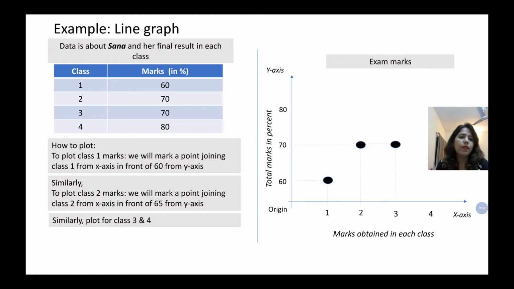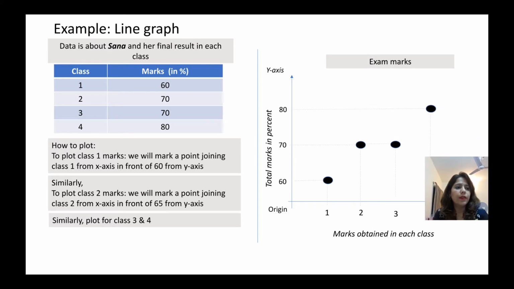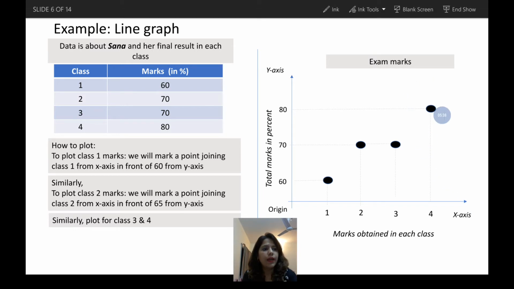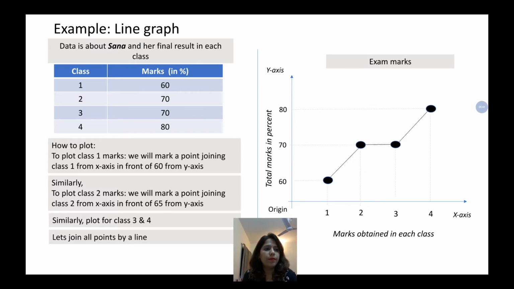And similarly for the 4, I will be doing it like this. I've taken 80 and 4 and then put a dot here. And now I will be connecting these dots to make a line. See how interesting it is?